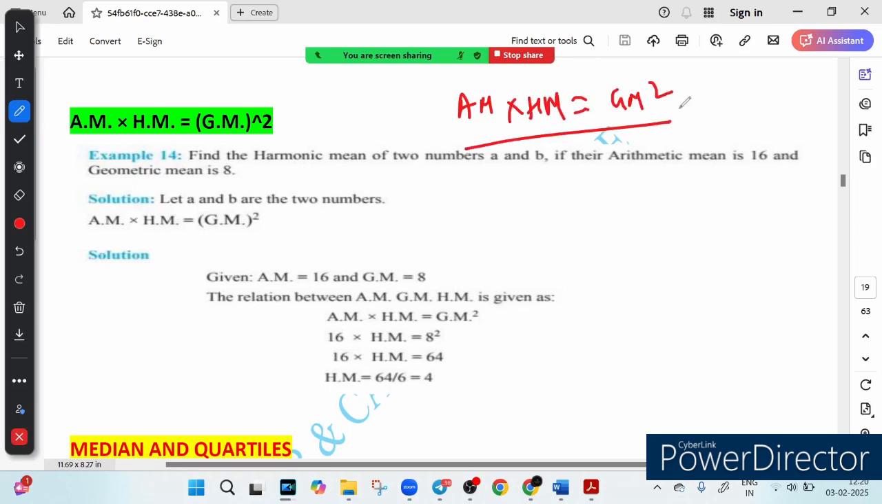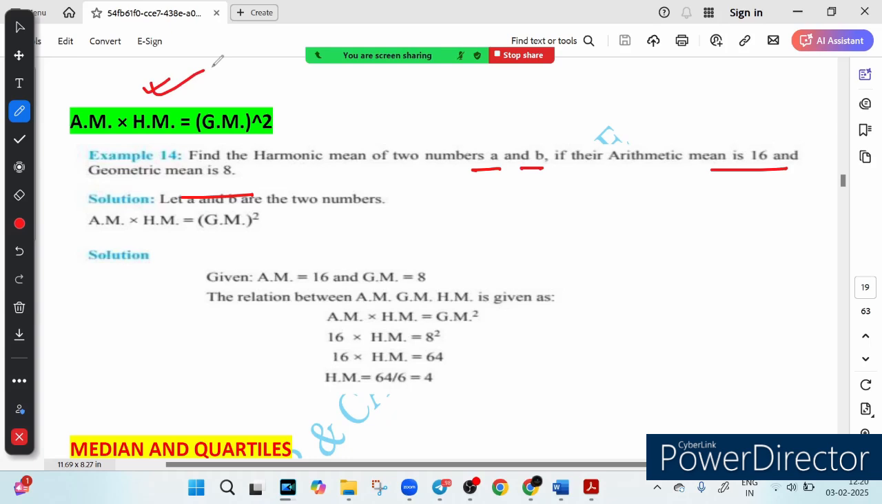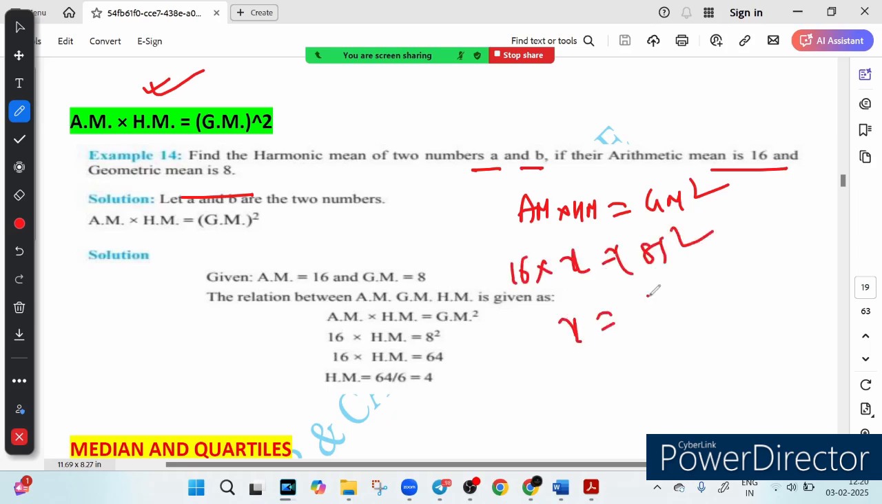Okay, let me give you an example to make it clearer. You have to find the harmonic mean of two numbers A and B if their arithmetic mean is 16 and geometric mean is 8. This question is asked every year, so remember this formula. You know the formula, AM times HM is equal to GM square. AM is 16, HM you don't know, suppose it is X, and GM is 8 square. So X will be 64 upon 16, which is 4. So the answer is HM will be 4.